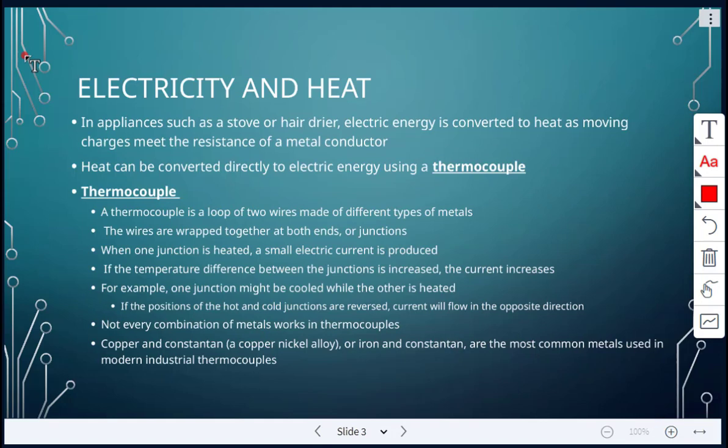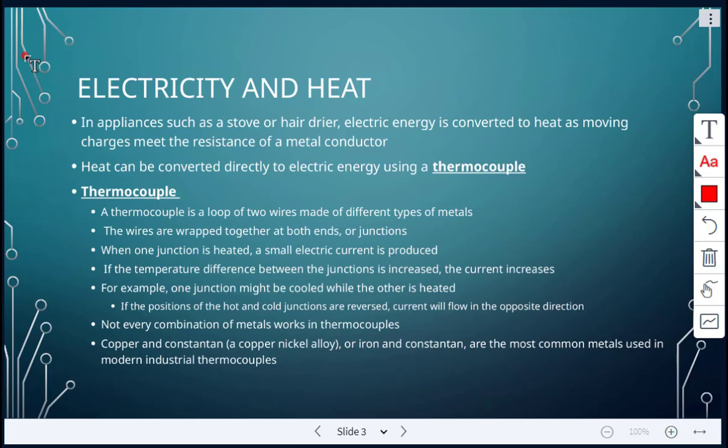So firstly, we'll look at electricity and heat. So lots of different appliances like stoves, the hair dryer, ovens, and so on. Electric energy is being converted to heat as moving charges meet the resistance of a metal conductor. So a device called a thermocouple is where heat can be converted directly to electrical energy.